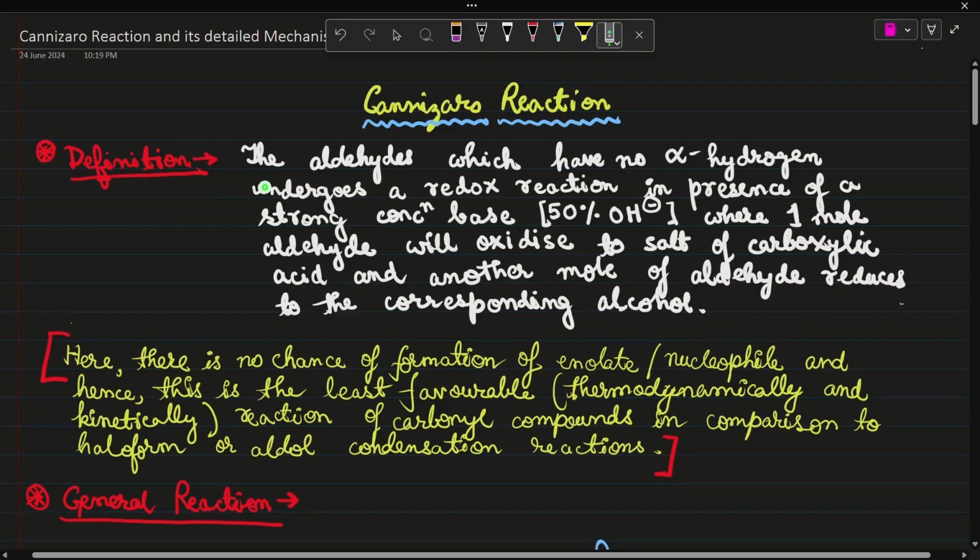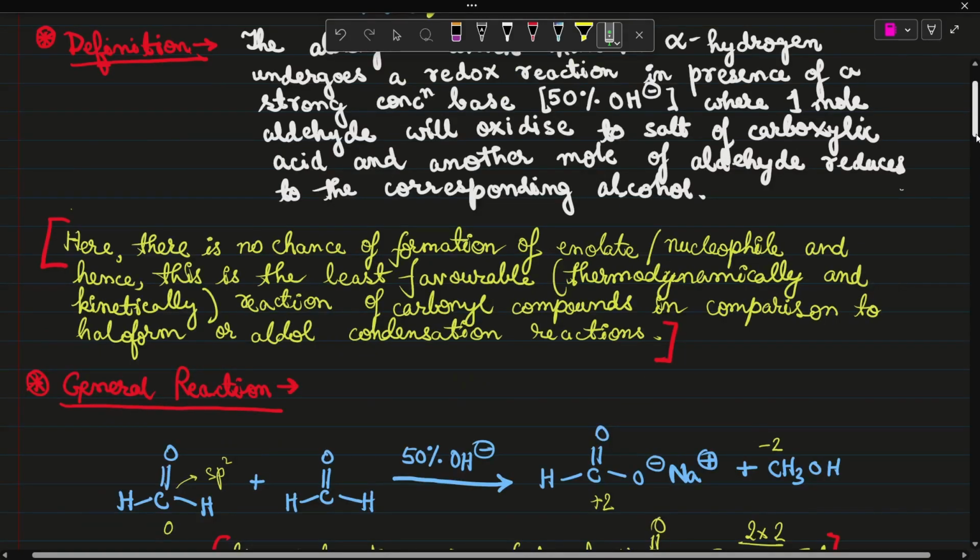Basic definition. Okay, the aldehydes which have no alpha hydrogen undergo a redox reaction in presence of a strong concentrated base which is 50% in concentration of OH minus, where 1 mole aldehyde will oxidize to salt of carboxylic acid and another mole of aldehyde will reduce to the corresponding alcohol. So what does that mean? We will understand it by a chemical reaction equation.